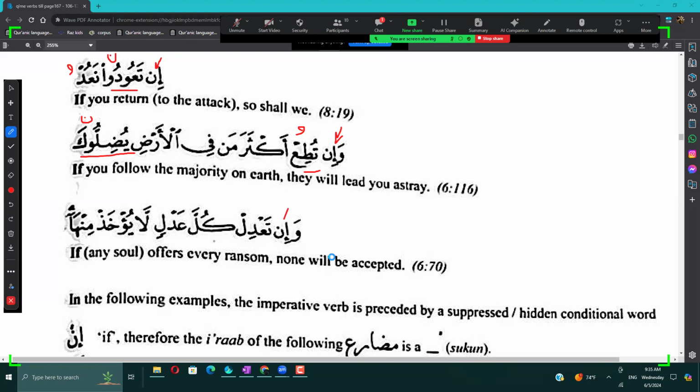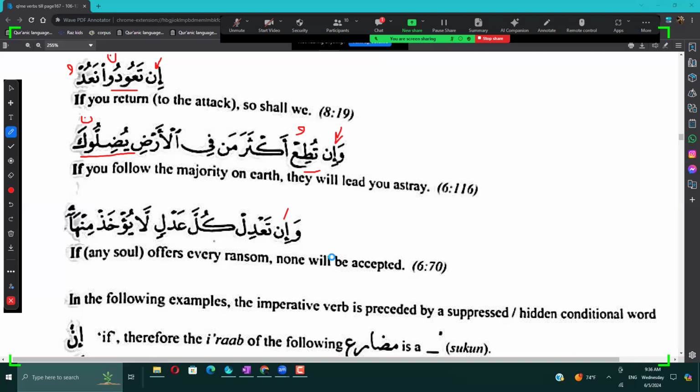So this la is actually simple negation, because if you look at the translation, if it were a Jussive, what would be the meaning of la? Don't, or should not, right? But here it's not the case. It's none will be accepted. It's a simple negation.